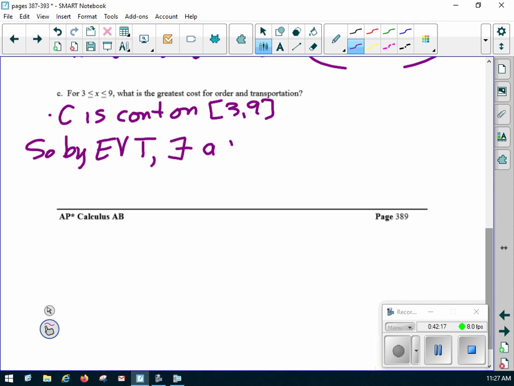there exists an absolute max on that closed interval. I could have written absolute max and min, but this problem only was asking for the greatest, so that's why I only wrote absolute max.